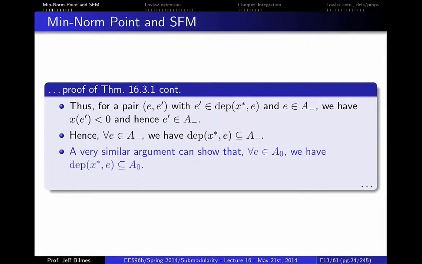But by the way, a very similar argument can show, maybe I should make this an exercise, that if you take e in A naught, then dep is a subset of or equal to A naught. Remember, A naught is A minus plus the zero elements, the elements that have zero valuation according to x star. But the thing to think about right now is that the one we proved is this one.